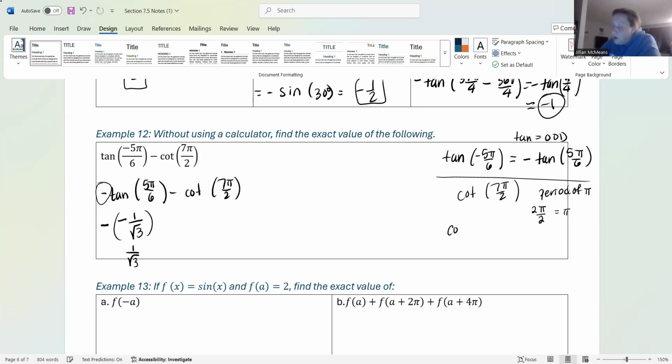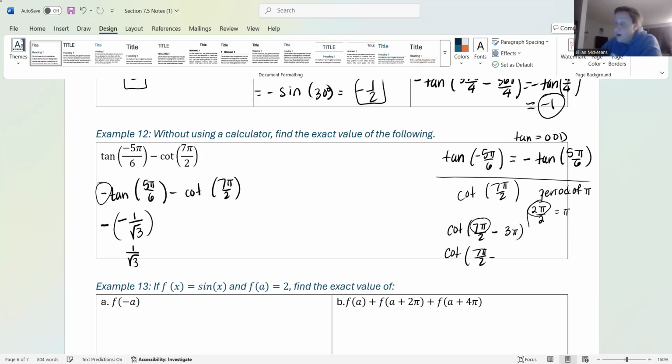So let's think about cotangent of 7 pi over 2. We want to subtract off multiples of pi. So how many 2 pi's can I get out of 7 pi's? Well, 3. So I want to subtract off 3 pi. So cotangent of 7 pi over 2 minus 3 pi.